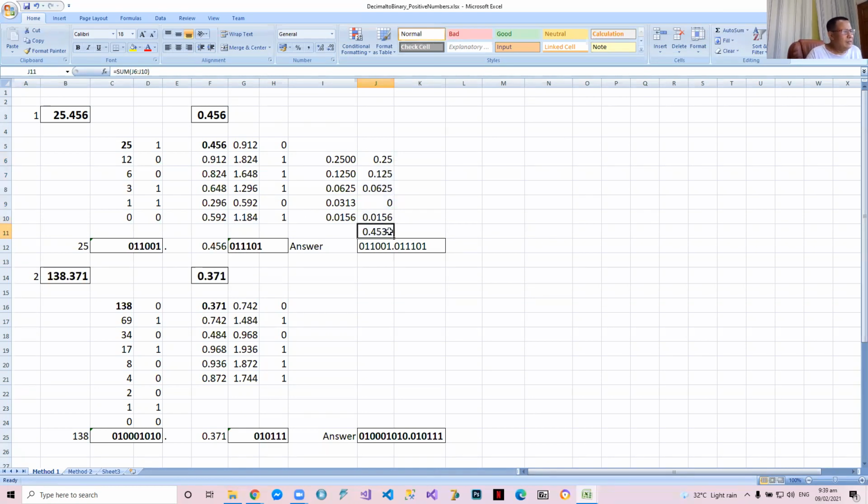4.4531. Okay, this is not an exact conversion because we stop at the 6th binary place, but this is the closest we have if we stop at the 6th binary place. Okay. Any questions so far?